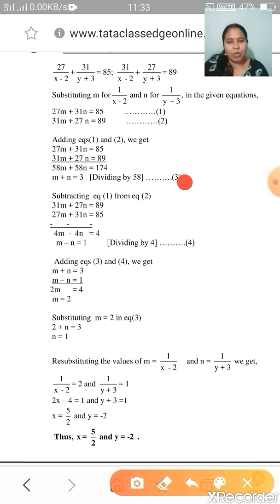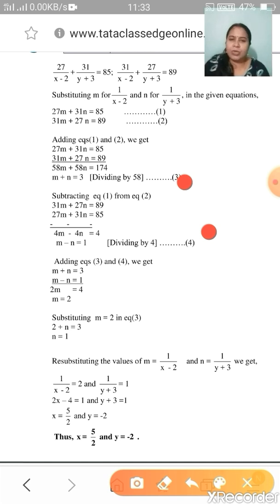As you can see, the common factor is 4. So dividing throughout by 4, we get m minus n is equal to 1. You can take this as equation number 4. So now let's see equations number 3 and 4 we have got. The last step that is left is to add these two equations, 3 and 4. After adding, you can see plus n minus n gets eliminated. We get 2m is equal to 3 plus 1, that is 4. So m will be equal to 2.